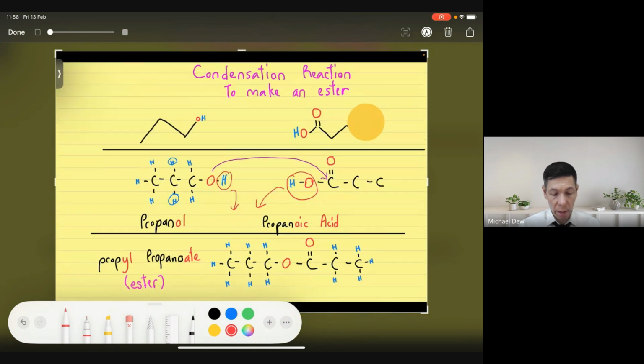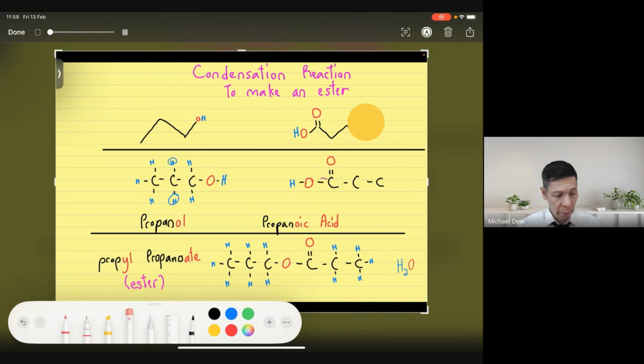Once we have the ester, don't forget the second product, which you should also know for the exam, and that is water. Water did come out, H2O. One hydrogen came from the alcohol, and the second hydrogen, along with the oxygen, came from the carboxylic acid.